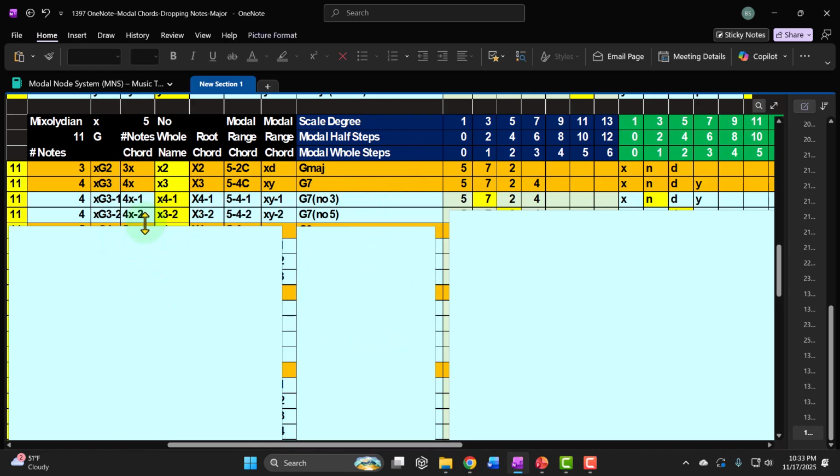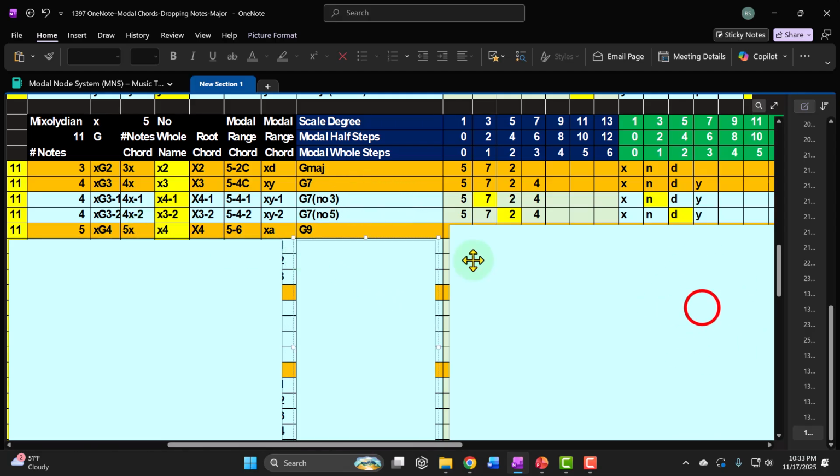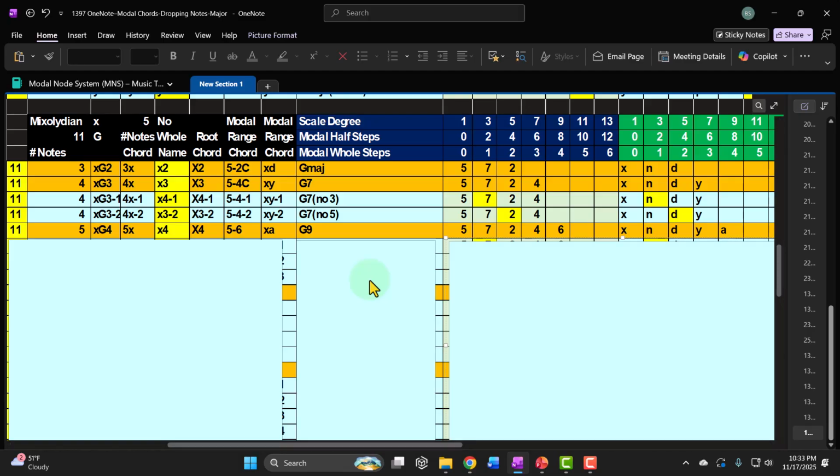If I say that it's going to be dropping the 5, we can call that a G7, no 5. So I'd rather call it a 4x, no -2, or an x3 -2, meaning we go 3 modal whole steps up, 6 modal half steps, 7th scale degree, drop the one that's 2 modal whole steps up, 4 modal half steps, 5th scale degree. All right, and then if I add another one, we're going to say, okay, now it's a G9. The G9 is going to assume a major 3rd and a flat 7, and now we're going to go to the 9.